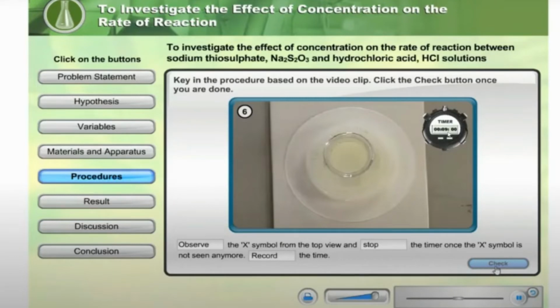So you record the time taken. After that you repeat again for a different concentration. So what is the time taken for the X mark to not be seen here? You observe from the top.